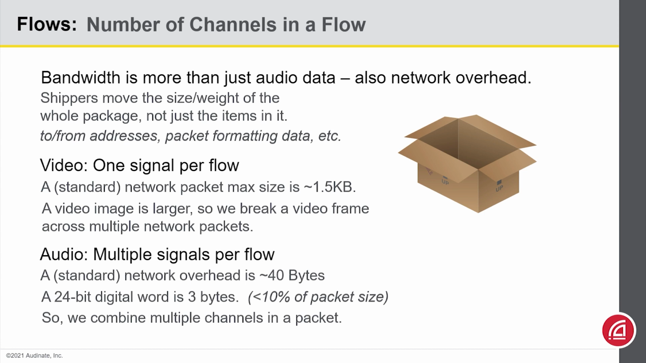The core overhead of a network packet is about 40 bytes. And of course we have to add other data, like a timestamp, so we know when this plays out. If we only sent one 24-bit digital word in the network packet, well, that's only 3 bytes of data. Compared to the 40 bytes in the header plus timestamps and everything, that's certainly less than 10% of the bandwidth being used to move audio.